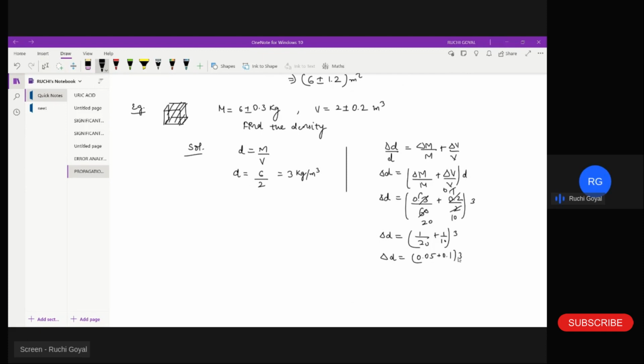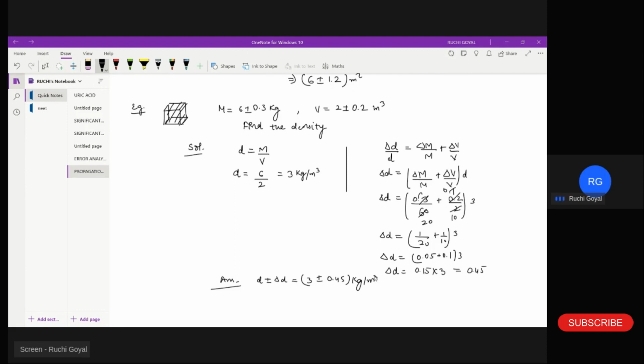So 0.1 plus 0.05, it will be 0.15 into 3. So 0.15 into 3 will be 0.45. So the answer will be density equal to D plus minus delta D. So D plus minus delta D will be 3 plus minus 0.45, and the units are kg per meter cube. Correct?